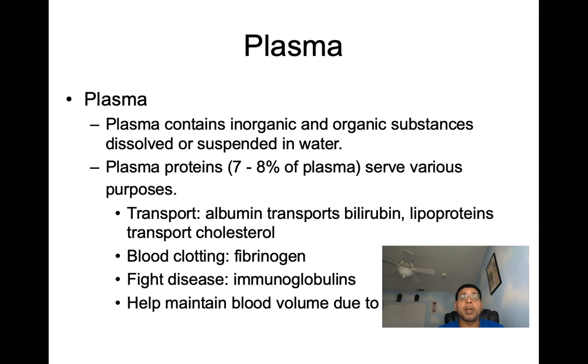First, let's check out our plasma. Let's talk more about our plasma. Our plasma is going to contain inorganic and organic substances that are dissolved, or we can say suspended, in water. Proteins of the plasma make up about 7 to 8% of our plasma. Certain proteins are going to have certain functions. They will also help to maintain blood volume because they're going to be too large to leave our capillaries.